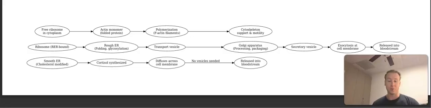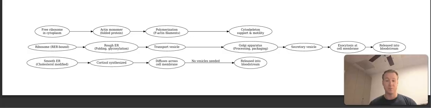For our secreted protein, we are going to talk about the growth hormone. So growth hormone is synthesized on ribosomes bound to the rough endoplasmic reticulum. This is going to be the second or middle chart. Inside the endoplasmic reticulum, it folds and it is glycosylated.